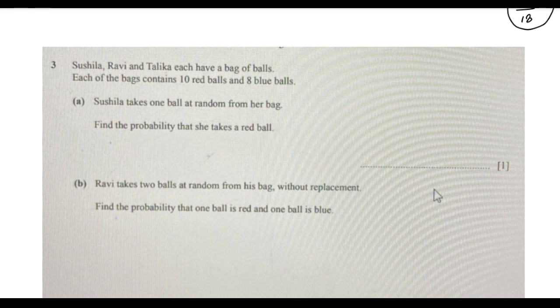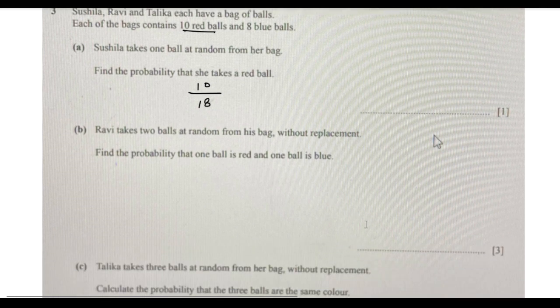Okay, so easy one. The probability that she takes a red ball is what? 10 divided by 18. Right. Ravi takes two balls at random from his bag without replacement. Find the probability that one ball is red and one ball is blue.